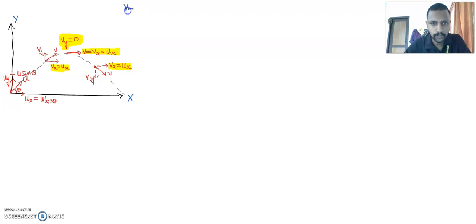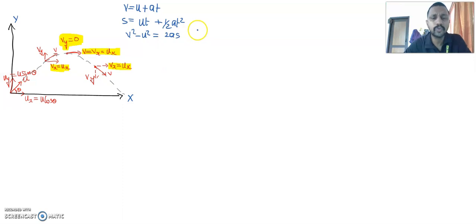First equation is v is equal to u plus at. Second equation is s is equal to ut plus half at square. And the third equation is v square minus u square equal to 2as. We will use these equations intelligently in order to formulate the equations regarding projectile.